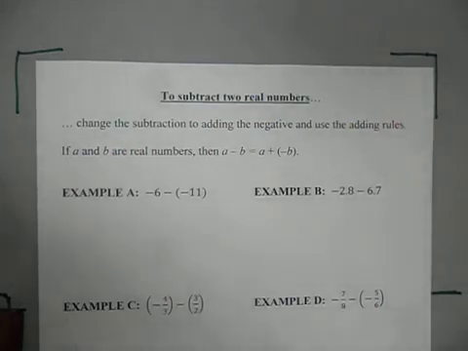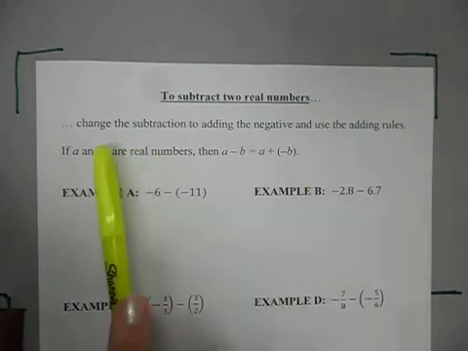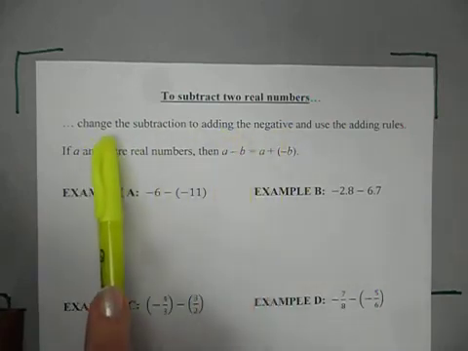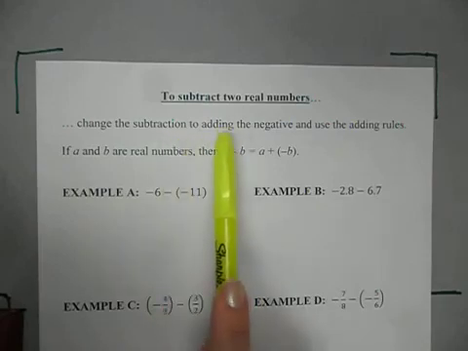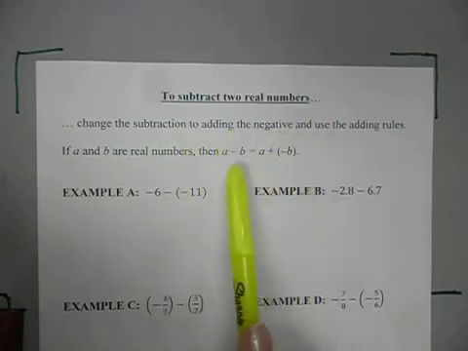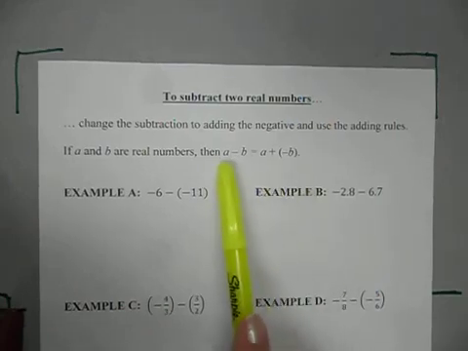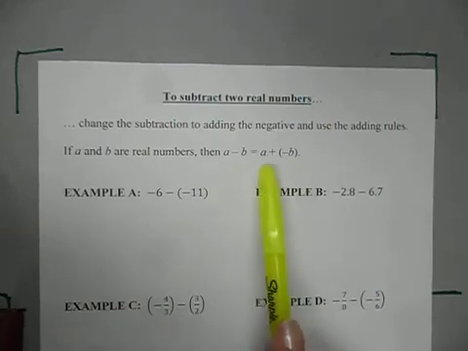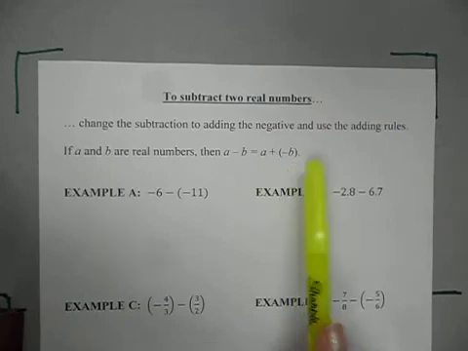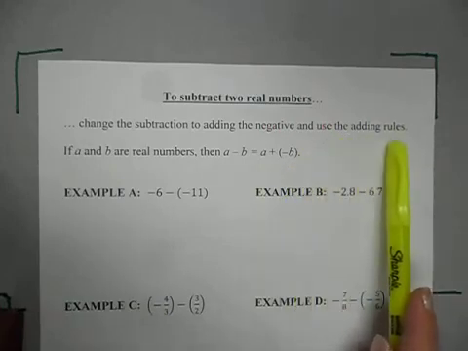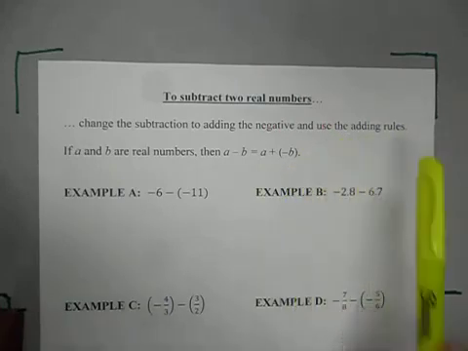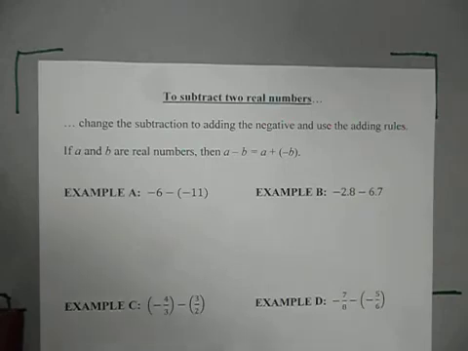In this video, we'll be discussing how to subtract two real numbers. The important thing is that when you are subtracting two real numbers, make sure you change the subtraction to adding the negative. So here's the rule right here. If we have a subtraction problem, it's the same as adding the negative. So a minus b is the same as a plus a negative b. And then use the adding rules that we discussed in the adding two real numbers video.